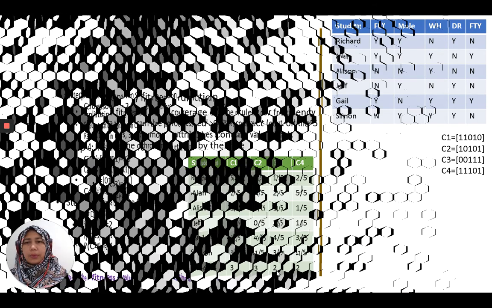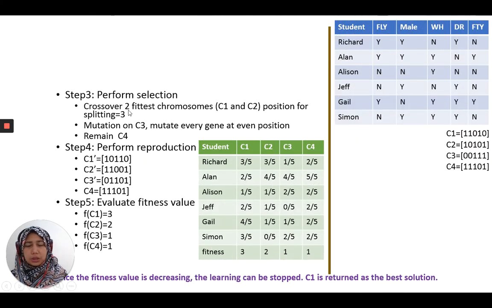Now I want to continue with step 3, which is to perform selection. I want to apply crossover on 2 fit chromosomes, C1 and C2. And I set the splitting position as well as the other operations on the remaining chromosomes in the population. From there, I perform reproduction. So C1 prime now becomes 10110 because from C2, the first 2 genes are copied to replace the original 2 genes in C1.